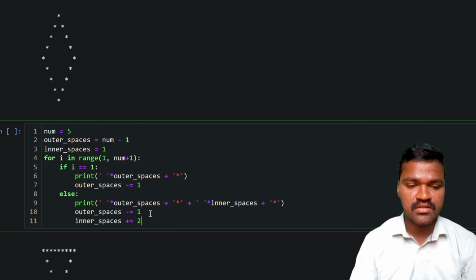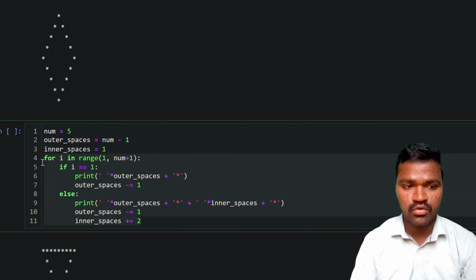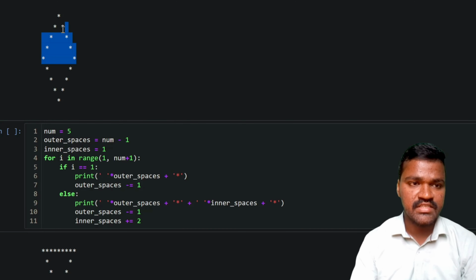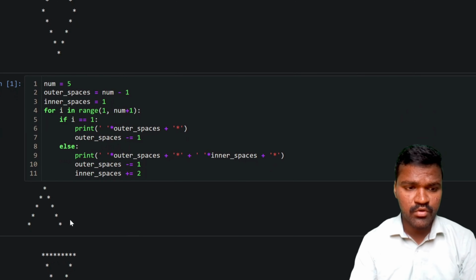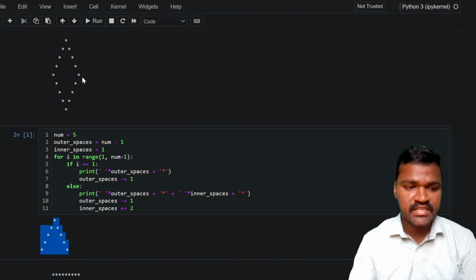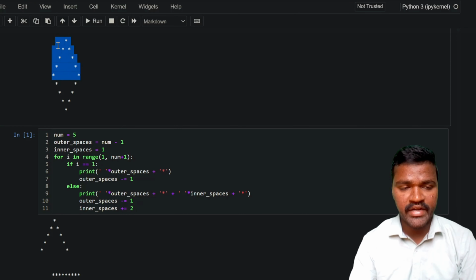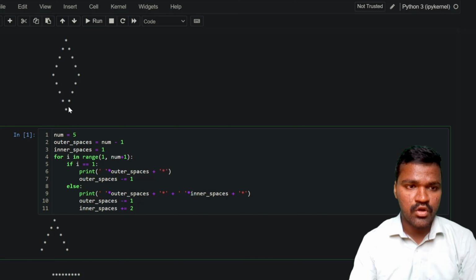So this is the whole code that we could get for this particular above pattern. If I execute this, I am able to get this above pattern, right? So you can carefully see here. Now we have got this above pattern. Now we need to get the below pattern.